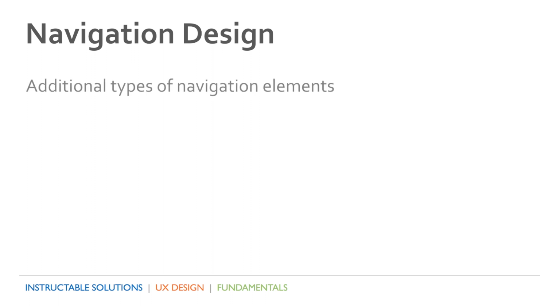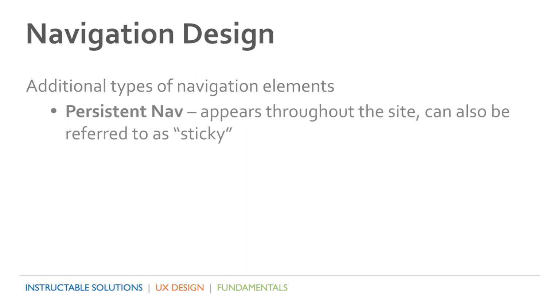Now, we just talked about the top 5 elements of navigation, and I'm sure about 95% of the time that will be all that you'll need. There are a few other ones that we see more prominently. Persistent nav is something that you've probably experienced before, where throughout the site there is a navigation element that sticks to the screen somehow, either to the side, the bottom, or the top.